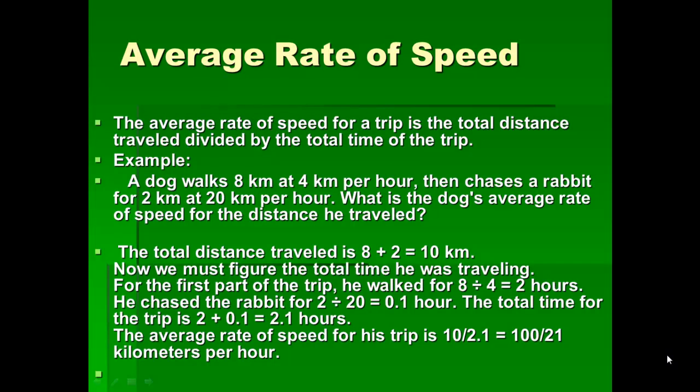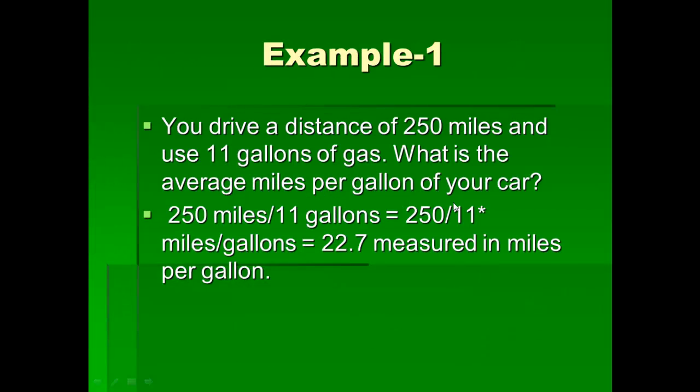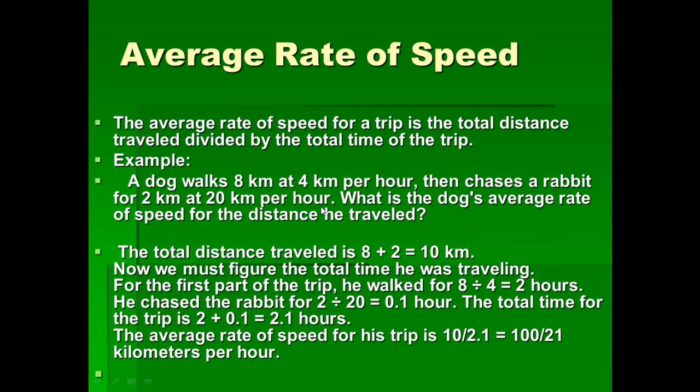Average rate of speed. The average rate of speed for a trip is the total distance traveled divided by the total time of the trip. Example: a dog walks 8 kilometers at 4 kilometers per hour, then chases a rabbit for 2 kilometers at 20 kilometers per hour. What is the dog's average rate of speed for the distance he traveled?